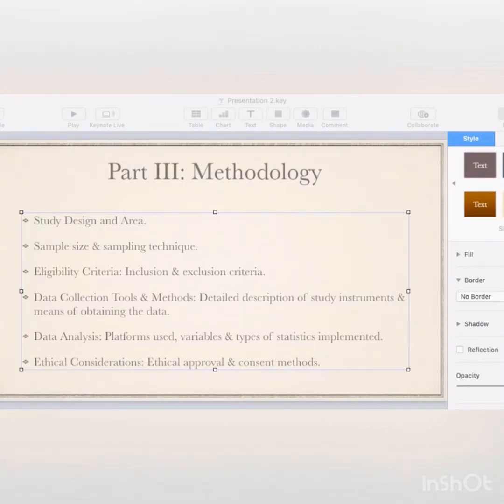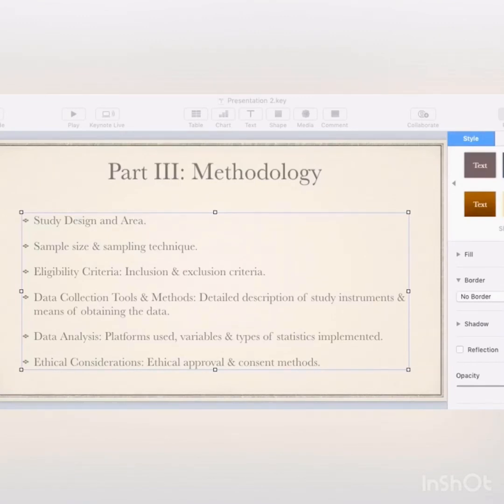The penultimate subheading in this area is the data analysis. Here we must disclose the platform and version of this platform used to analyze the data, the variables used to analyze the data, whether independent or dependent variables, and the types of statistics implemented. So for example, we may use basic tests, advanced tests, simple descriptive tests, or we may use odds ratios or chi-squares to find any associations.